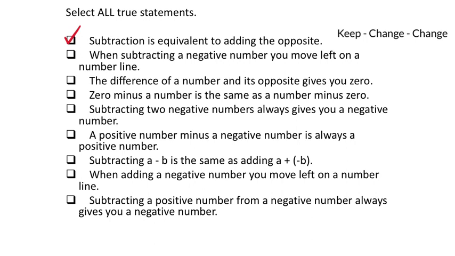The next one, 0 minus a number is the same as a number minus 0. This is like the commutative property of subtraction, which does not exist. You cannot change the order of numbers with subtraction. Now, if you change that into an addition problem with negatives, you could, but the way that's written, it will not work.